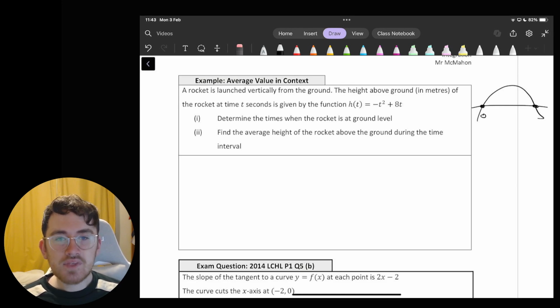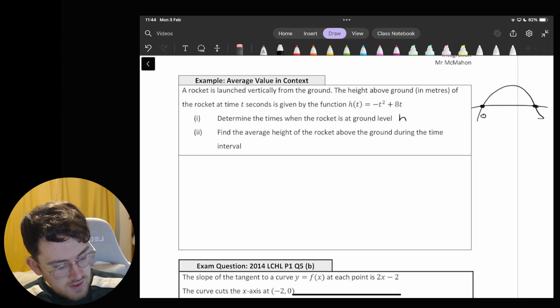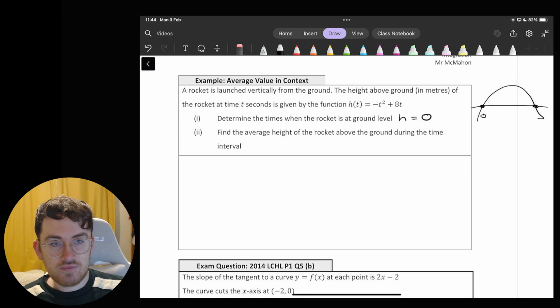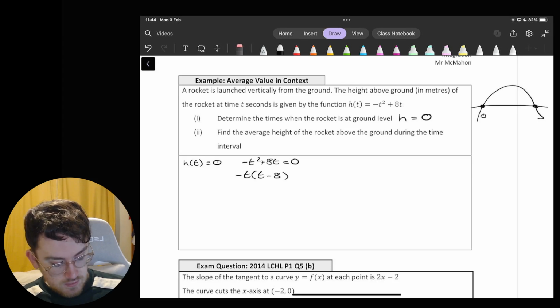Okay. Determine the times at which the rocket is at ground level. Well, ground level is going to mean that the height is 0. So the y value of the function is 0. So we want to find t when h of t equals 0. So minus t squared plus 8t equals 0. We'll factor out minus t. So being careful here as well that we can never just divide across by t, because t is a variable.